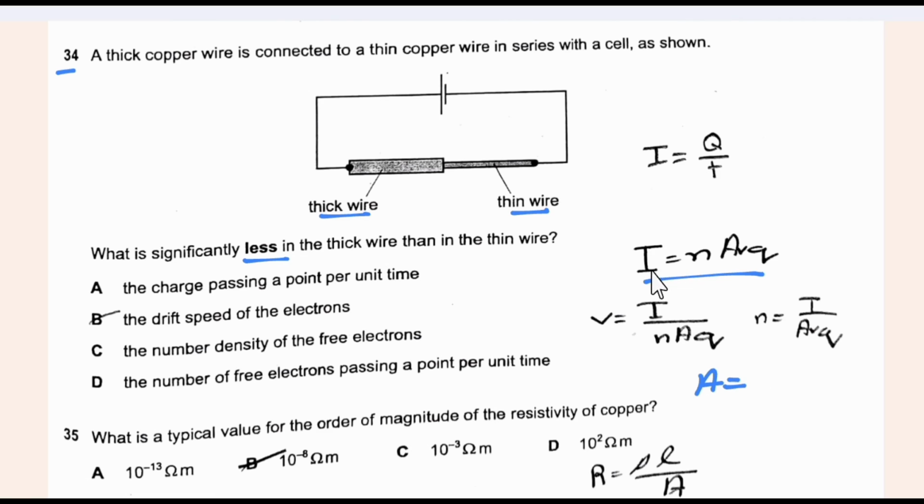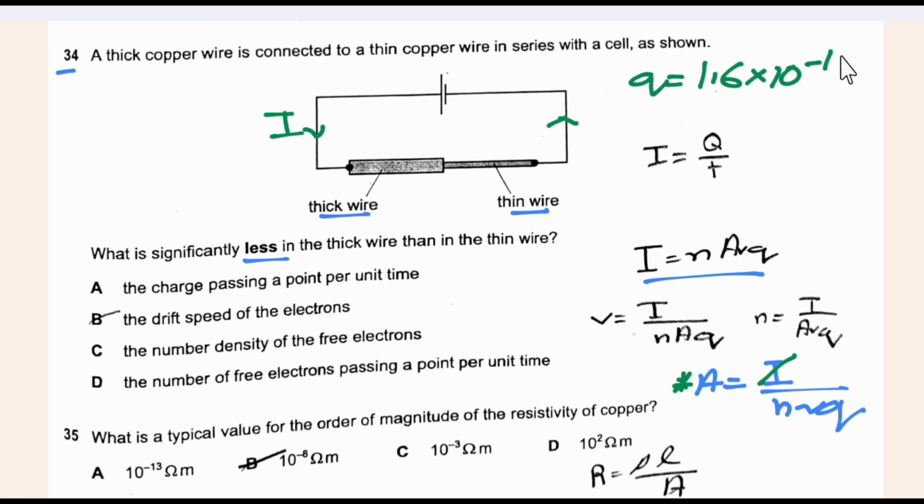So A would be I by nvq. This is our resulting formula, and for this formula we know that since the system is connected in series, the current is the same. Then Q is the elementary charge, that is 1.6 into 10 to the power minus 19 coulomb. So Q is also the same.